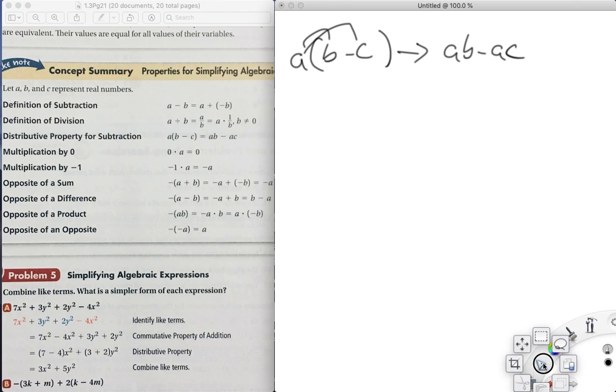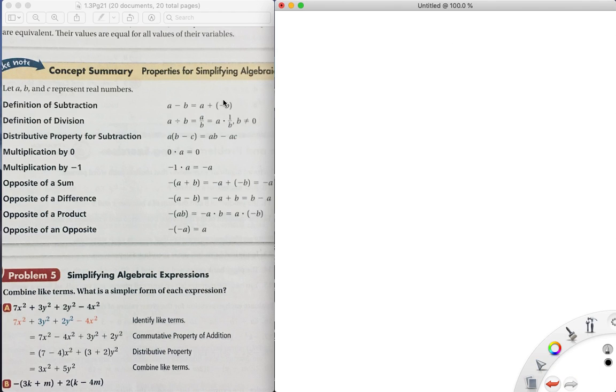Multiplication by 0, or the multiplicative property of 0. Any number times 0 is 0. Any number times negative 1 equals the inverse. So negative 1 times a equals negative a. Number-wise, I could think of negative 1 times 4 equals negative 4.